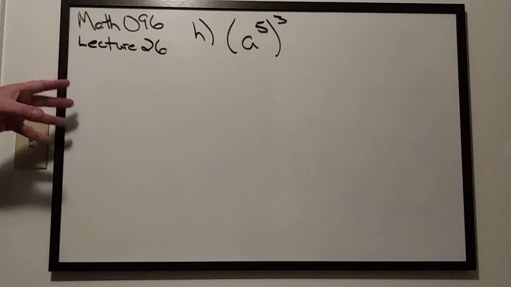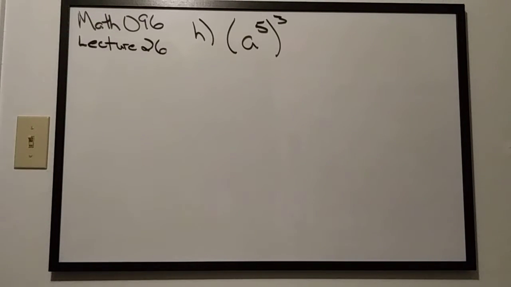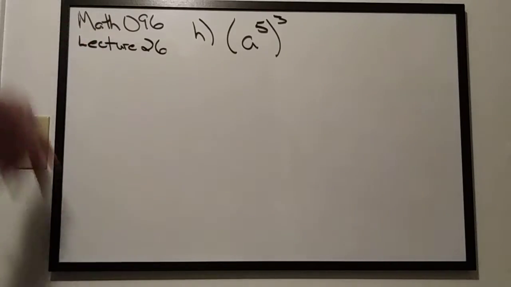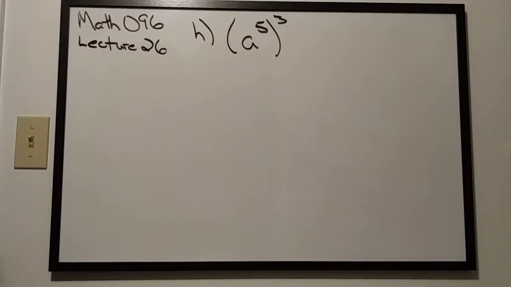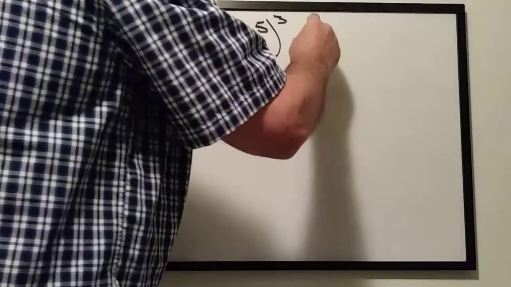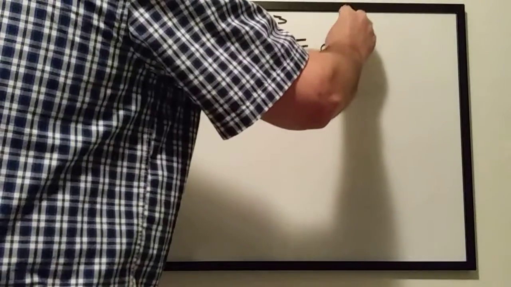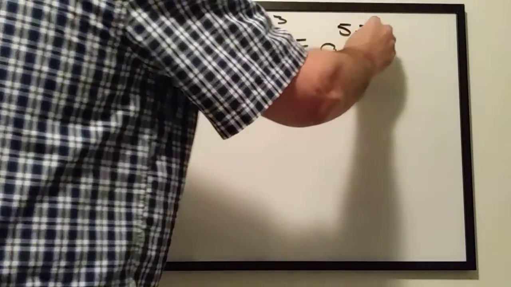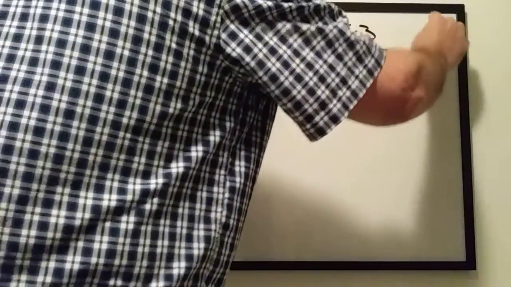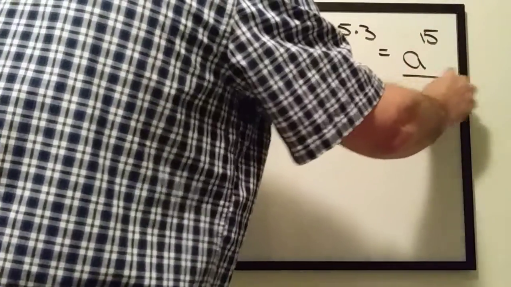For part H, we have a to the fifth, and that whole thing is taken to the third power. This is an example of the power rule. And the power rule says if you have a to a power, and that whole expression is to another power, you're going to multiply the exponents. So this is going to be a to the 5 times 3 power. 5 times 3 is 15. So this is a to the 15th power.